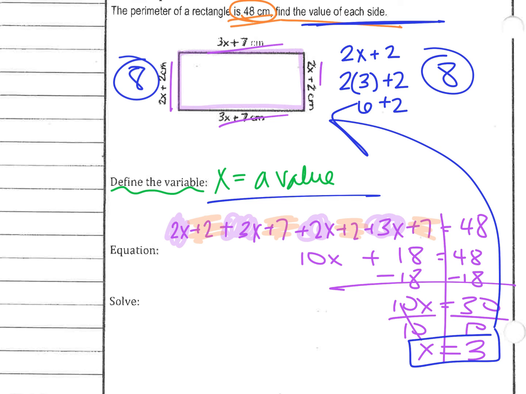My other side is 3x plus 7. So I'm going to, instead of x, put in the 3. 3 times 3 is 9. 9 plus 7 is 16. It'd be the same for the top since it's a rectangle.